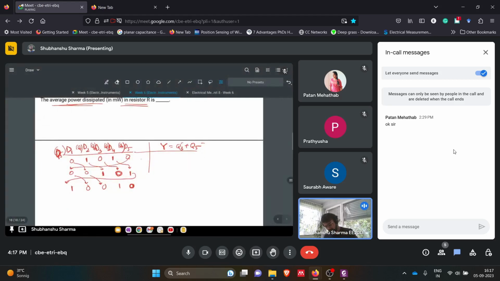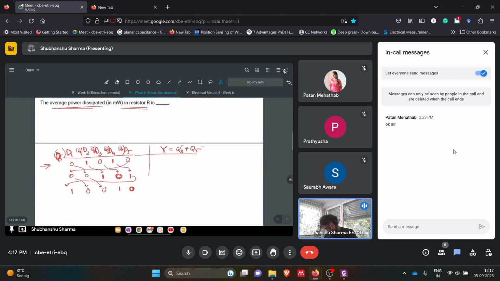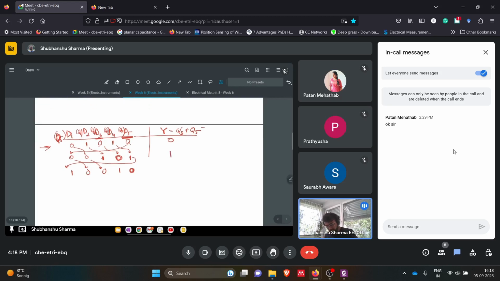So for the first case, what will be Y? It is Q3 plus Q5. Q3 is basically this D3 output and Q5 is this D5 output. So this will be 0 initially, 0 plus 0. For the next stage it will be 1 plus 1, it will be 1. For the next stage it will be 0 plus 0.